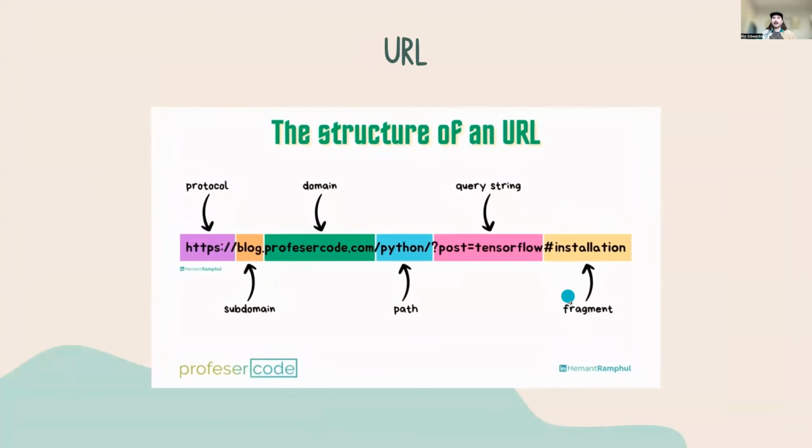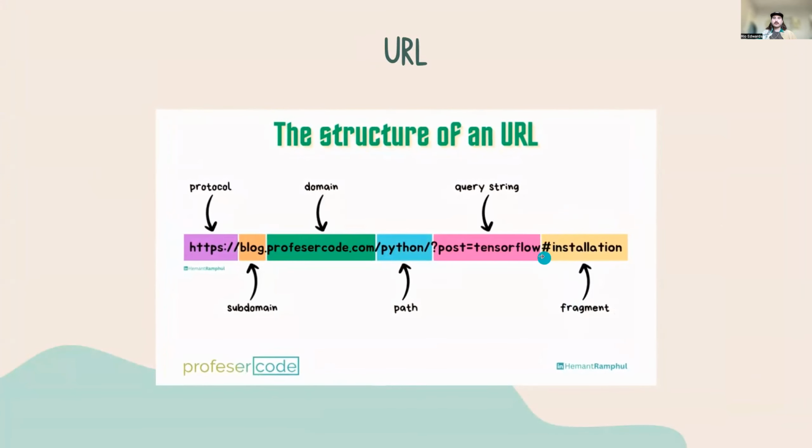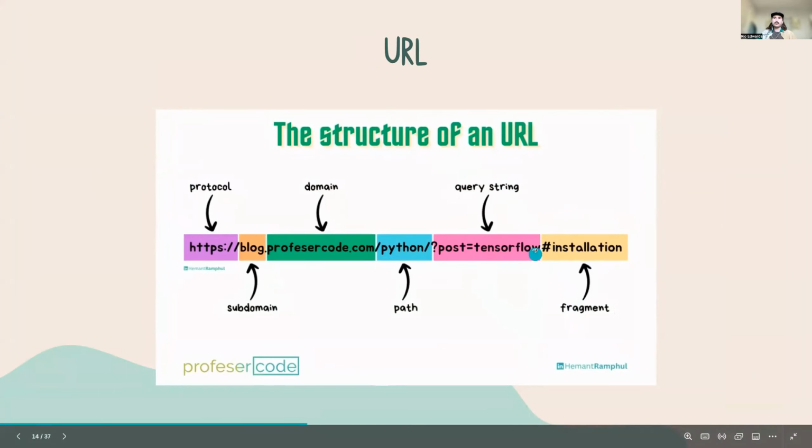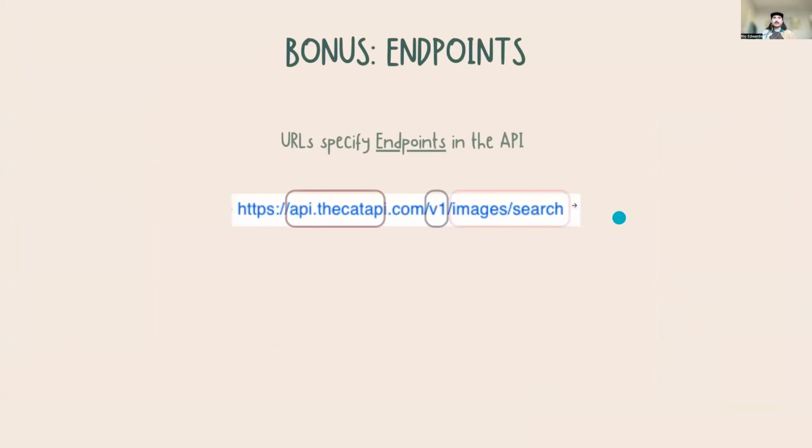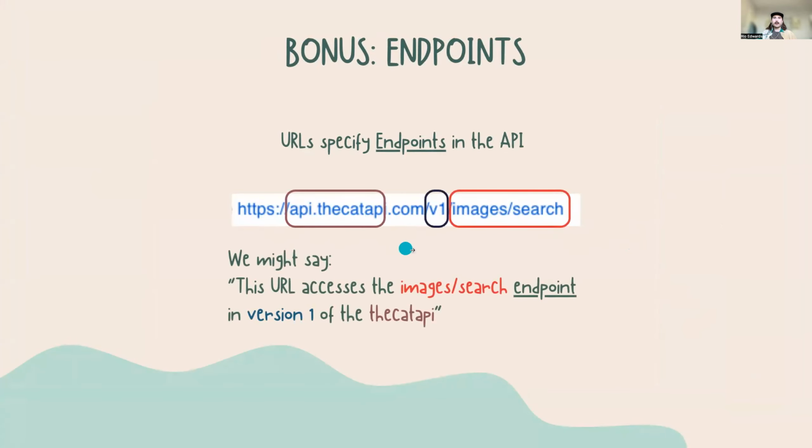At the very end, we have fragments. That would be a part of your web page. So if you have different sections on your portfolio, and you click on the navigation link to go to a certain section in your website, it'll generally put a hashtag and then the name of that part of your website. You don't usually have to worry about that part with API URLs.